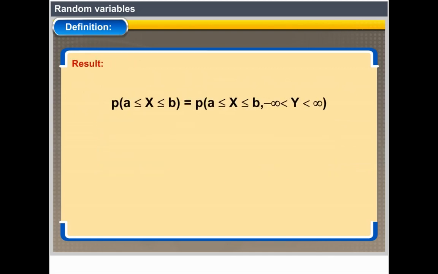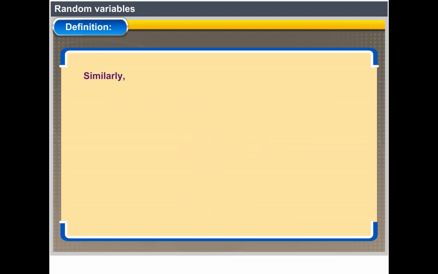Result. Probability of a ≤ X ≤ b equals probability of a ≤ X ≤ b, minus infinity < Y < infinity, equals integral a to b, again integral minus infinity to plus infinity of f(x, y) dy, times dx, equals integral a to b of g(x) dx. Similarly, P(c ≤ Y ≤ d) equals integral c to d of h(y) dy.